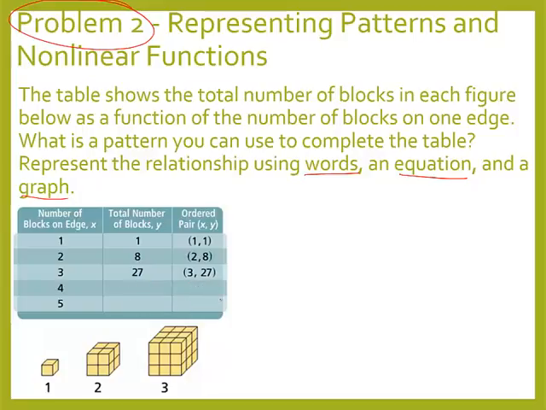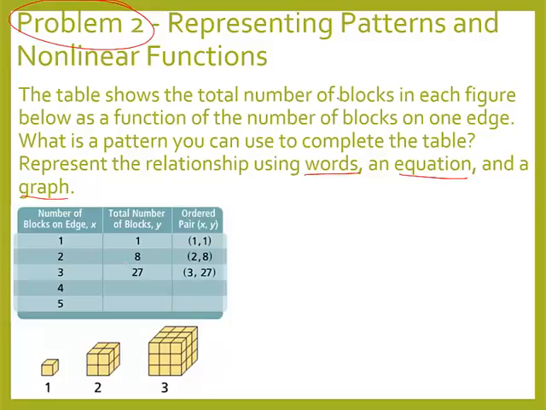And find the relationship using words, an equation, and a graph. So 1 goes to 1, 2 goes to 8, 3 goes to 27. Now, I already know what's going on here. Let's see if we can figure it out too. Let's see if I can get y'all to figure it out too.